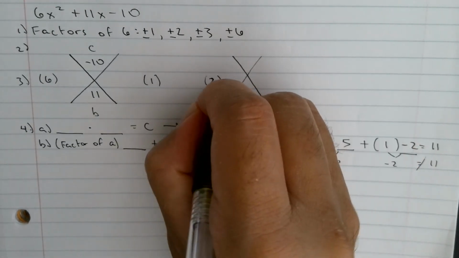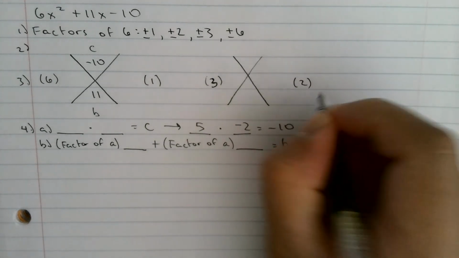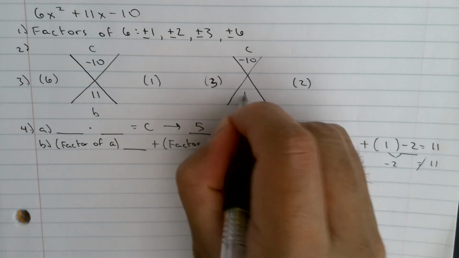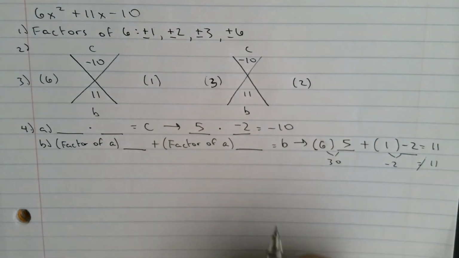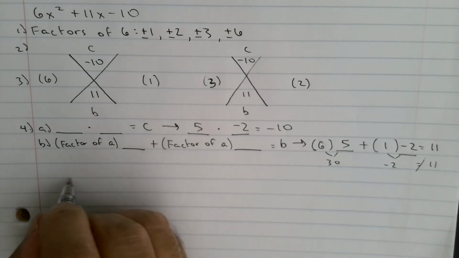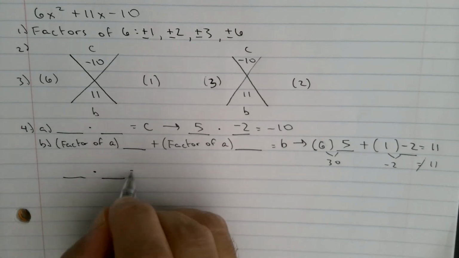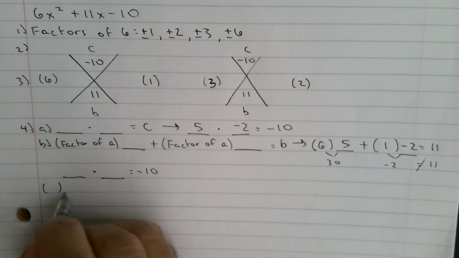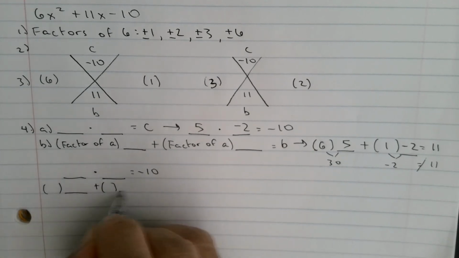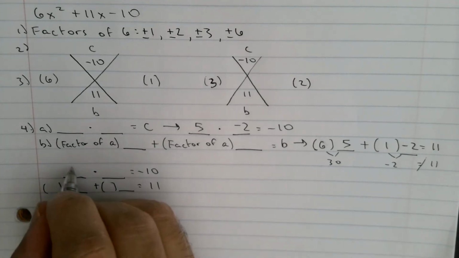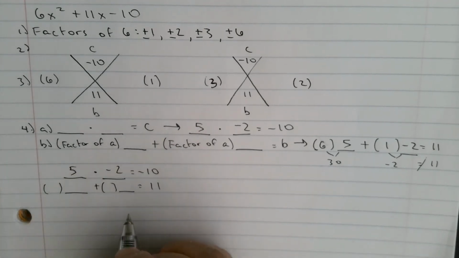Or maybe I'll put the 3 here, and I'll put the 2 there. All right, still putting in negative 10 for the C value and positive 11 for the B value. So I'm going to redo this, and I'll put this below. So let's say I got two numbers that get me negative 10, and two numbers that get me positive 11. I'll stick with 5 and negative 2. I still think those numbers work.